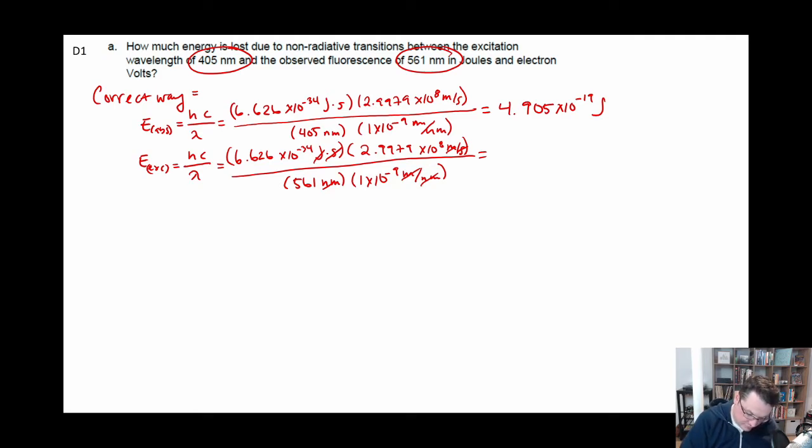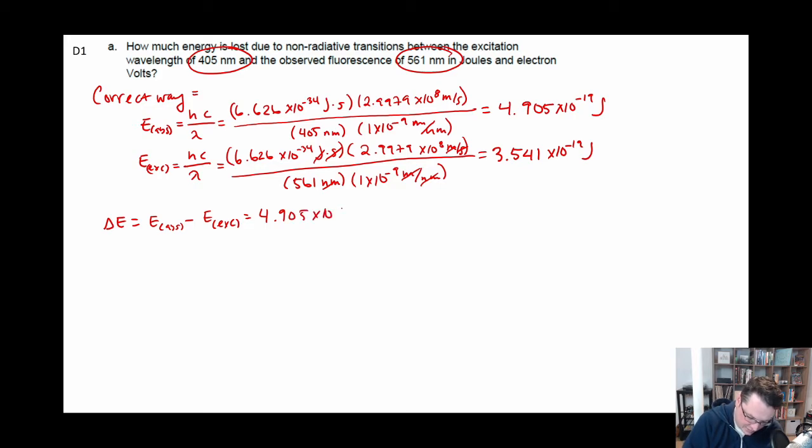561. So this value is 3.541 times 10 to the negative 19 joules, right? So that's the energy of each one of them. So now what we're looking at is the difference in energy between the two of them. So the difference in energy is going to be equal to the energy of absorption minus the energy of excitation.